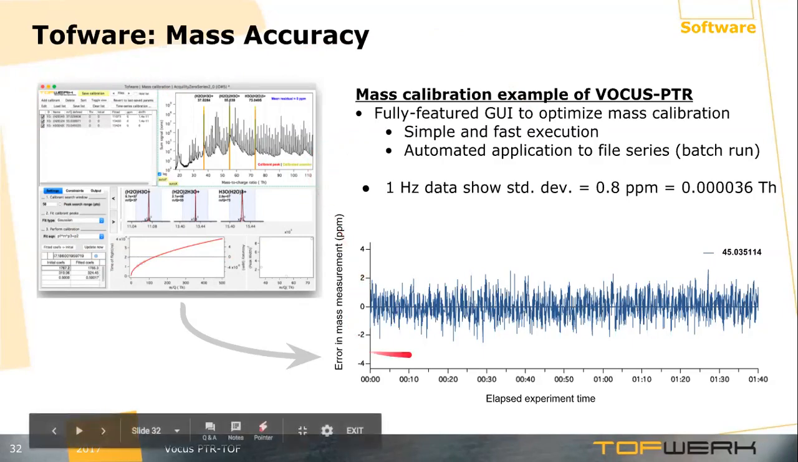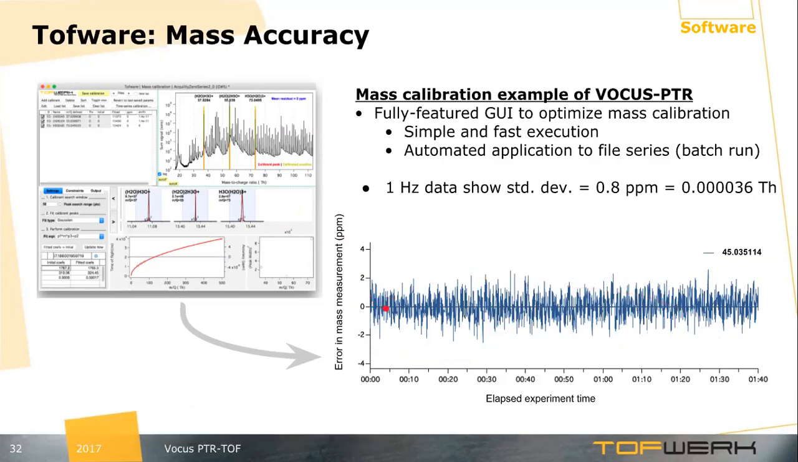So here's an example over 2 hours of the mass accuracy at mass 45, which shows a standard deviation of 0.8 ppm or 0.000036 Thomson. So we can measure these masses quite accurately, and that's very important for doing later steps where you want to identify unknowns in your mass spectrum. And this is all a graphical user interface, which is quite easy to use, even if you don't have a lot of mass spectrometry background.